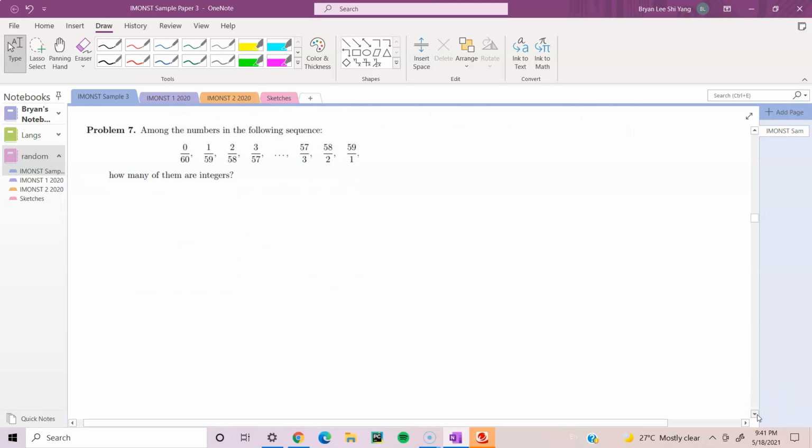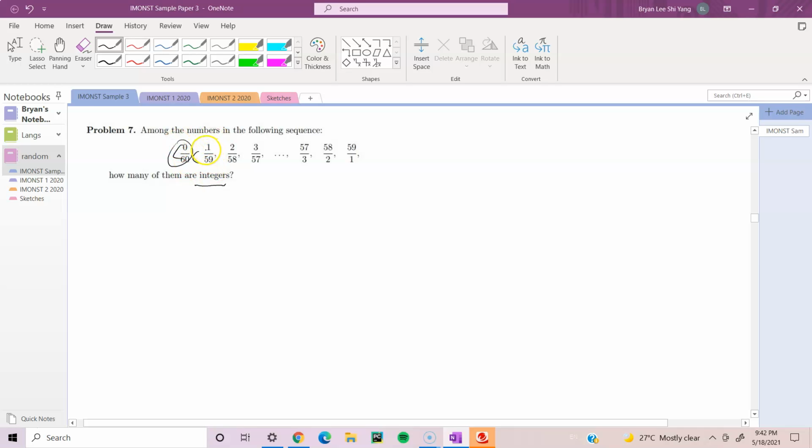So we have a sequence of 0 over 60, 1 over 59, and so on, until 50 over 1. And we are asked how many of these fractions are integers. So the first thing I want all of you to know is that the numerator and denominator for all of these fractions add up to become a constant, namely 60.